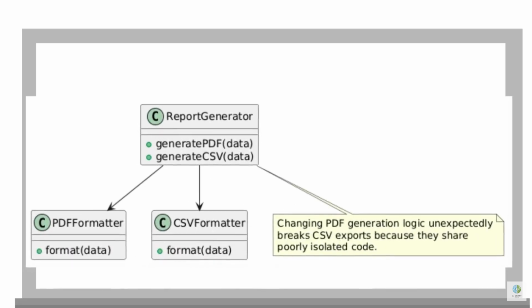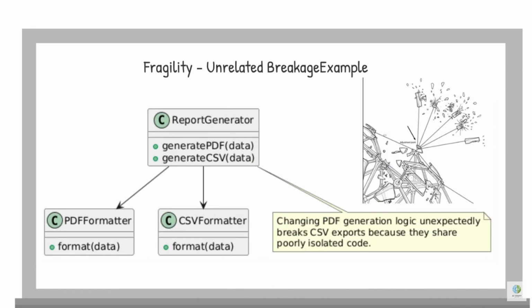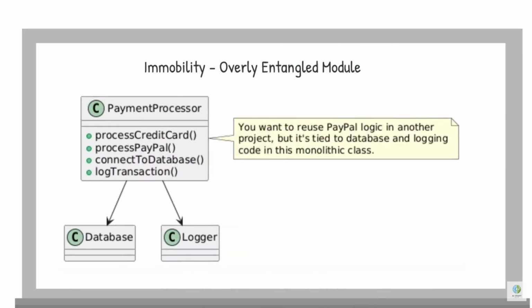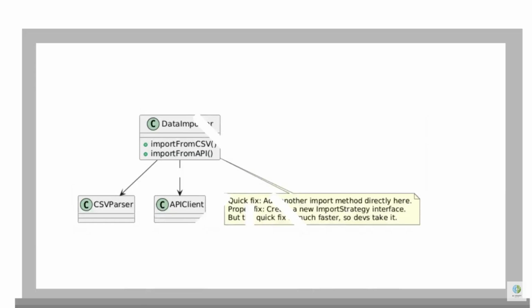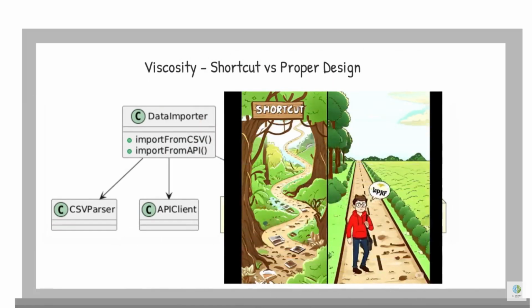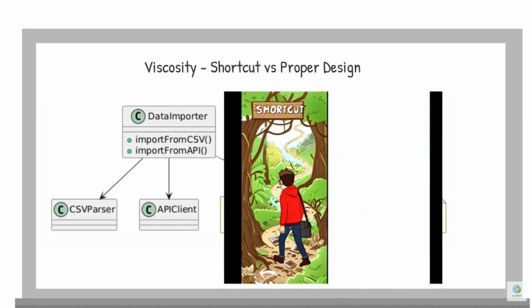Fragility. You fix a bug here, and suddenly a completely unrelated part of the system breaks. Immobility. You've got a great piece of code, but you can't reuse it anywhere else because it's so tightly tied to the rest of the system. Viscosity. It becomes easier to add quick, messy hacks instead of doing things the right way because the proper solution is just too difficult to implement.